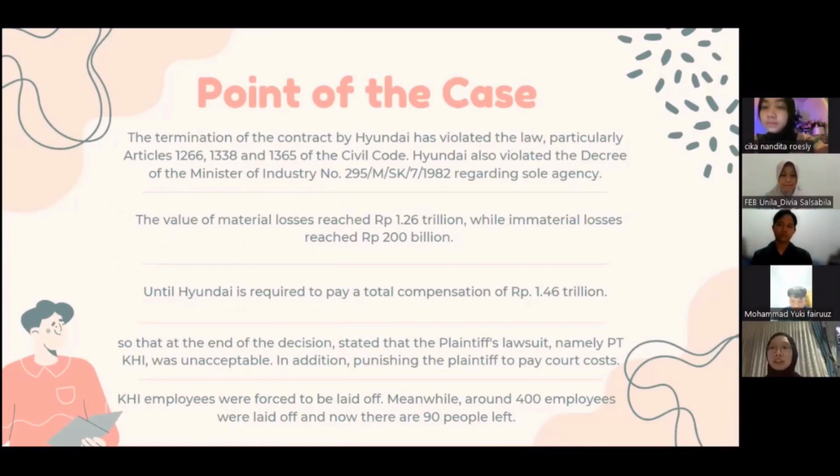Hyundai also evaluated the decree of the Minister of Industry regarding the sole agency, and the value of material losses reaches 1.26 trillion. Meanwhile, the immaterial loss is 200 billion, so Hyundai is required to pay a total compensation of 1.46 trillion, so that the end of the decision states that the plaintiff's lawsuit named PTKHI was unacceptable.